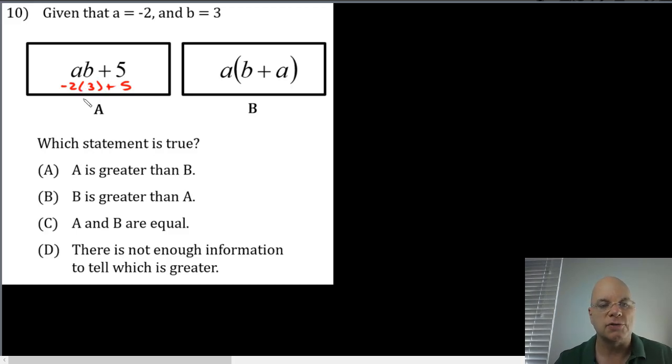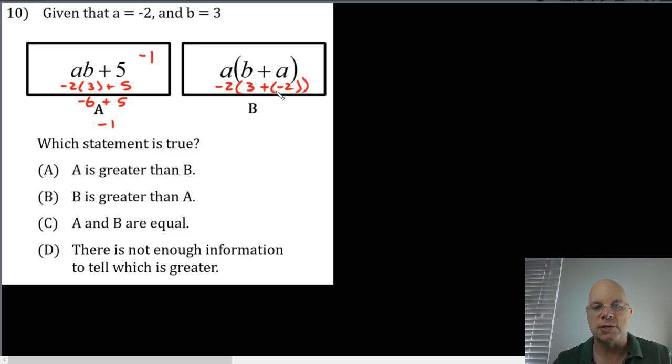So -2 multiplied by 3 is -6. And -6 plus 5 is -1. So the quantity in this box A is -1. Over here we have -2 multiplied by the sum of 3 and -2. Now in this case, I am going to find the sum before I multiply, because the sum is given in parentheses. I'm multiplying -2 by this sum.